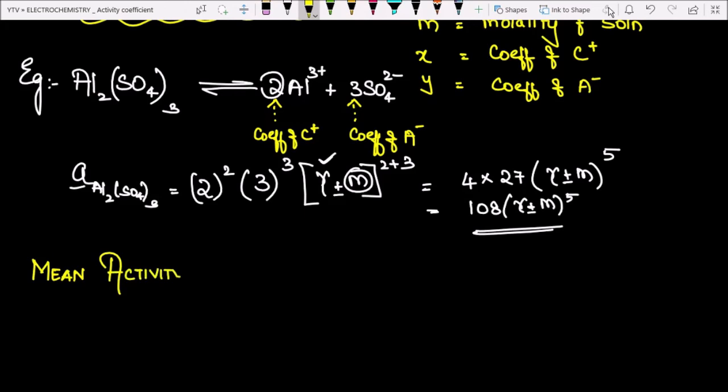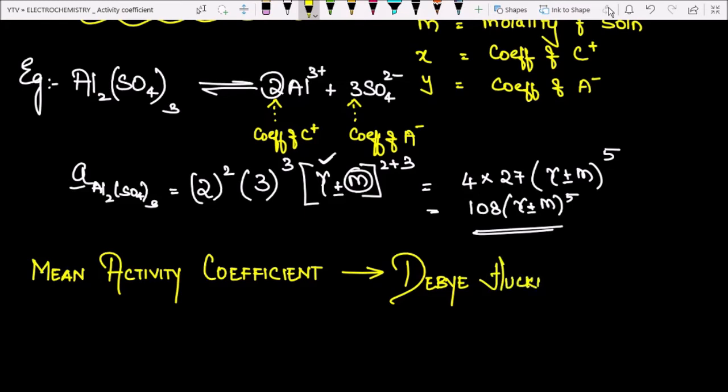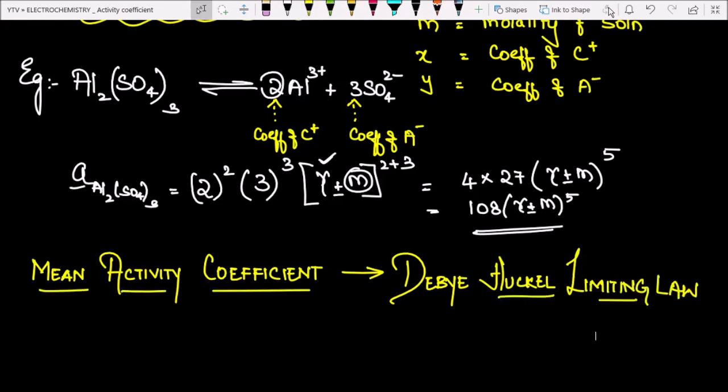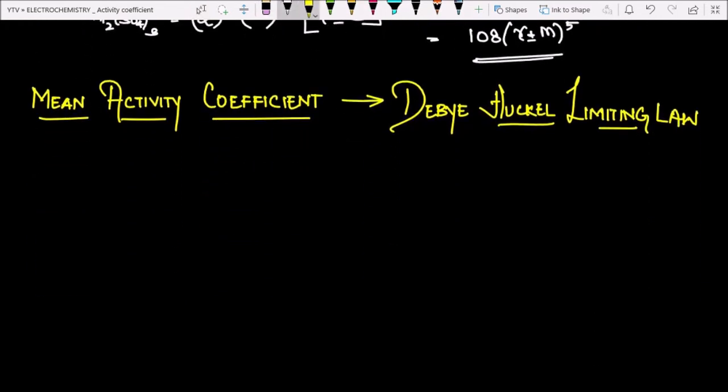For this, we have one law which is called the Debye-Huckel limiting law. So I'm straight away going to give you the equation and we are going to learn about the terms that are used in that. Mean activity coefficient is found out by a formula of the Debye-Huckel limiting law. So the formula is very simple.